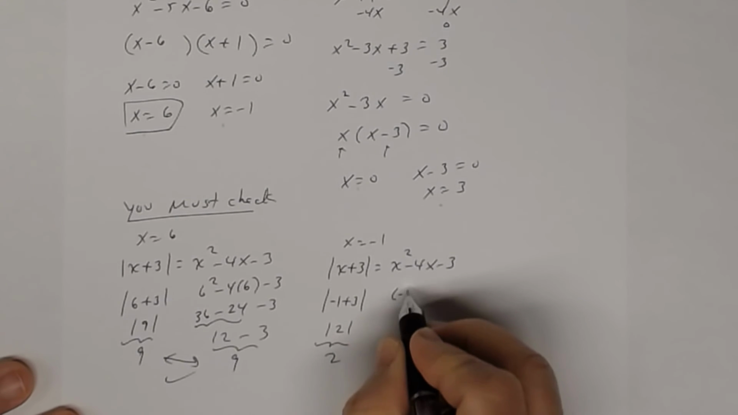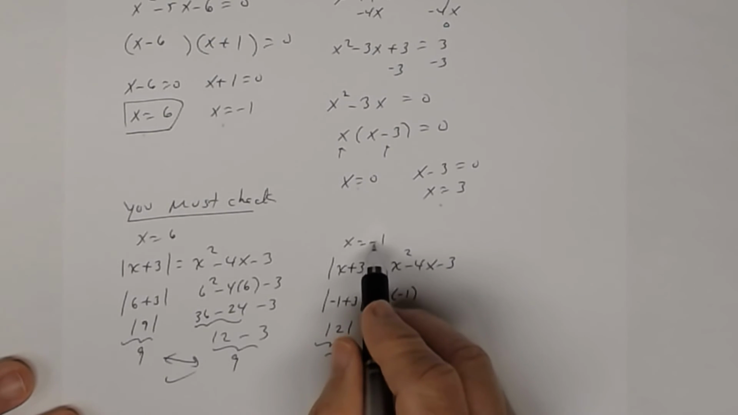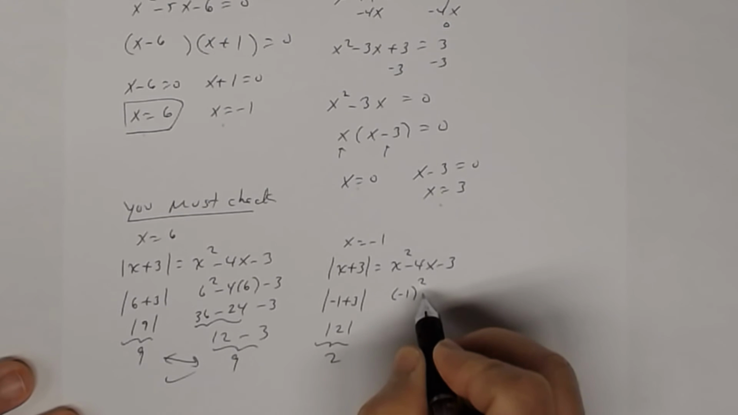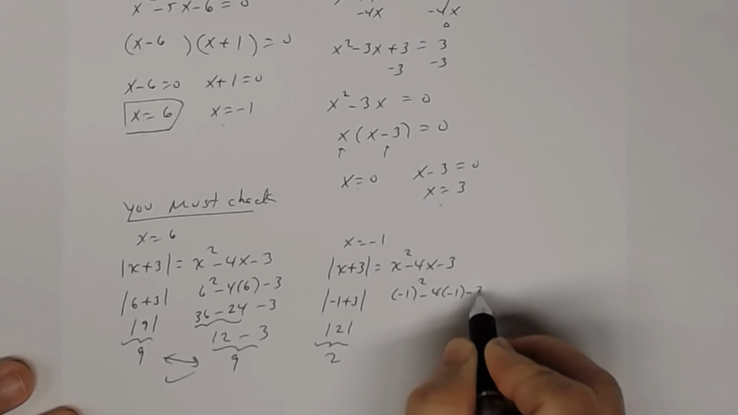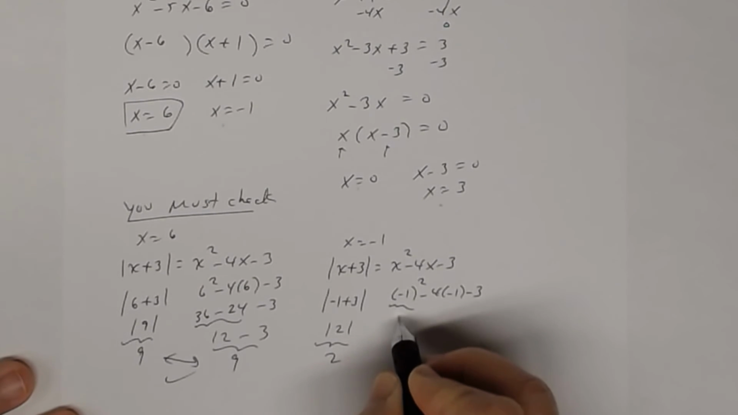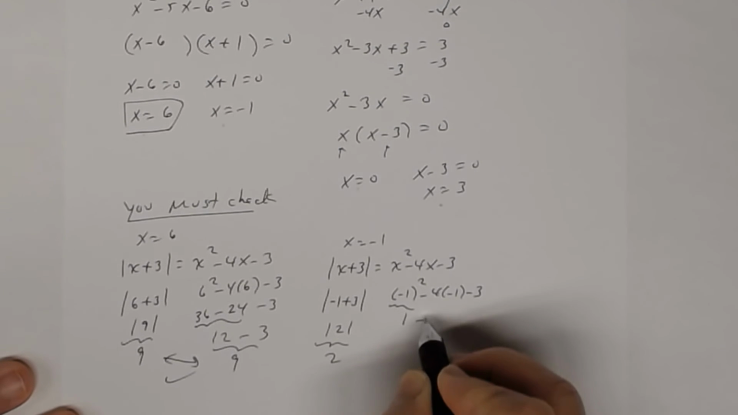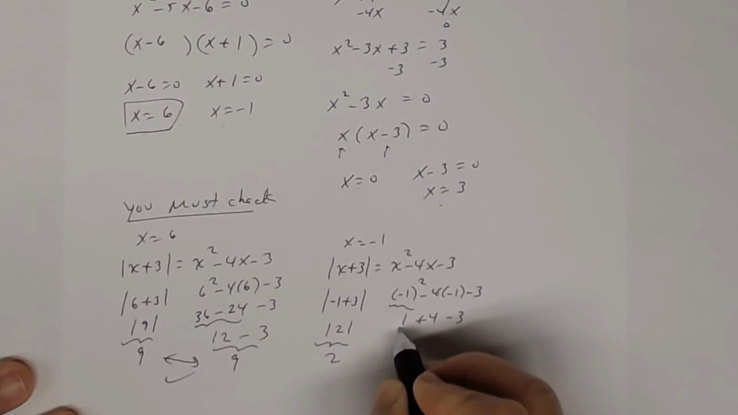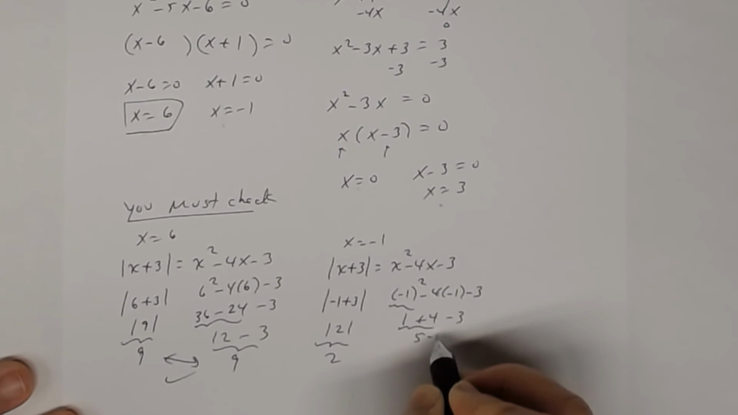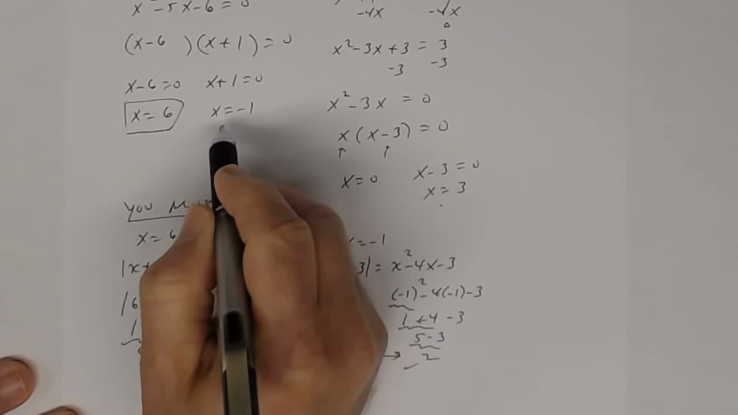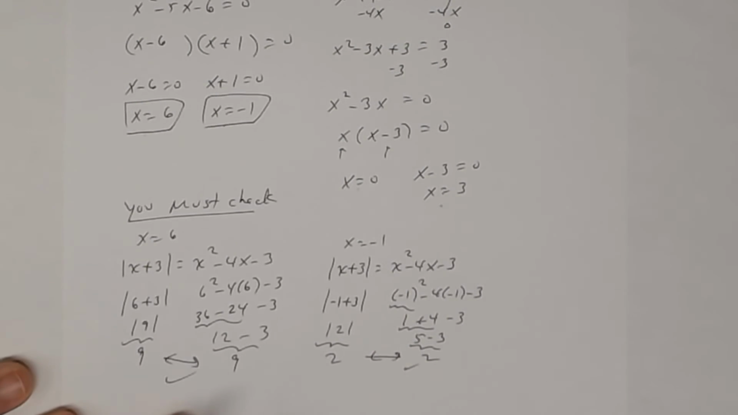So I get negative 1 in parentheses. Remember, if you're using a negative value of x, make sure you put that in parentheses. Be careful. So negative 1 squared minus 4 times negative 1 minus 3. Negative 1 squared is 1. A negative 4 times a negative 1 is a positive 4, minus 3. 1 plus 4 is 5. 5 minus 3 is 2. And those are equal. So x equals negative 1 is a solution.